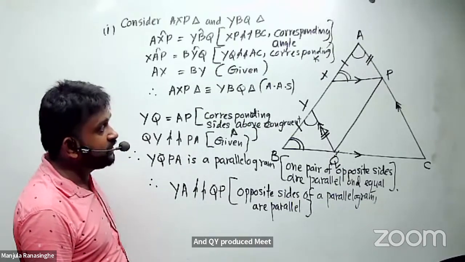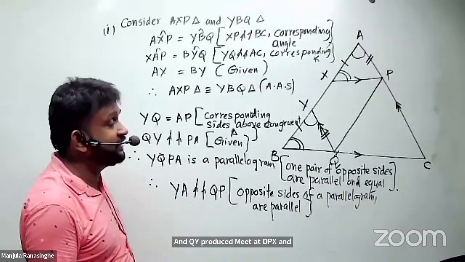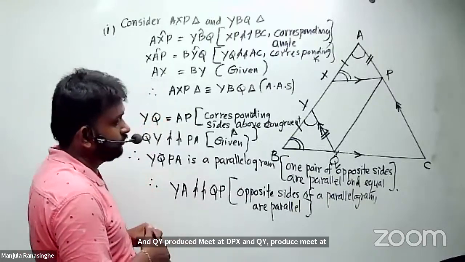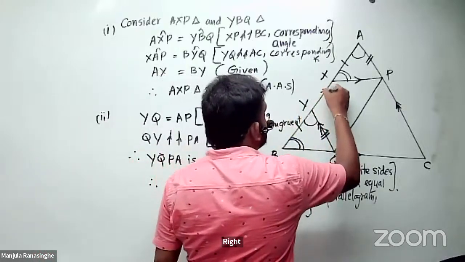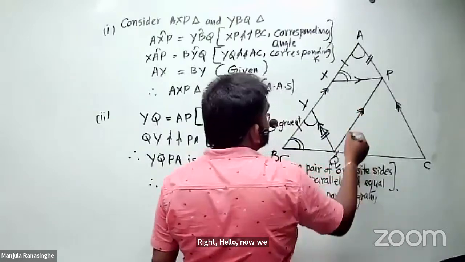PX and QY produced meet at D. Right. Now we proved that this is parallel. Right. Now you can take these informations.